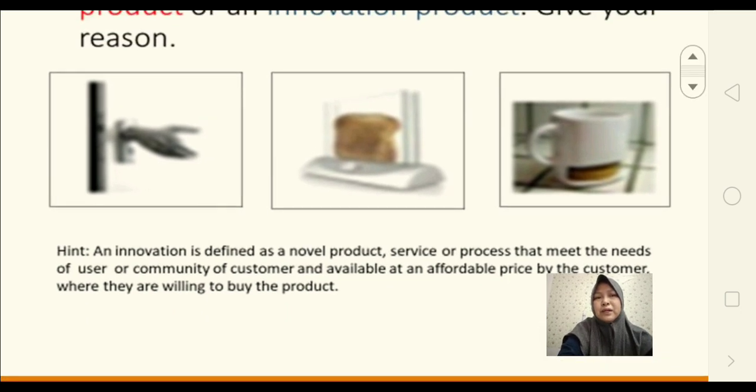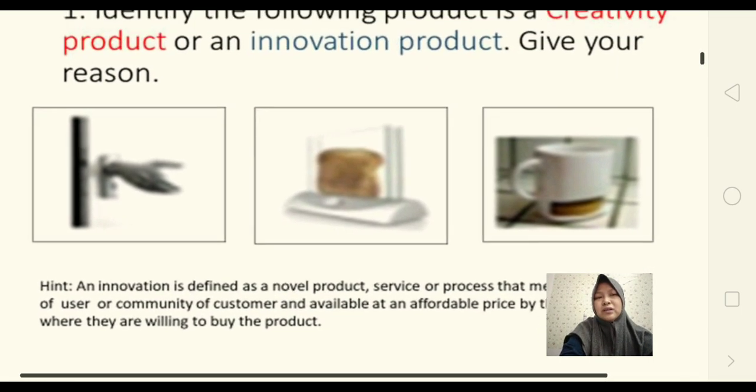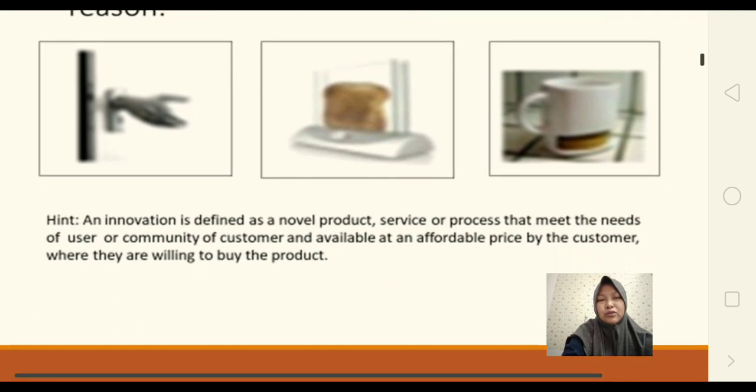So there are 3 pictures given there. The first picture is a door knob with a special design. The second one is a transparent bread toaster, and the third one is a cup with a place where you can put cookies. You have to imagine what the purpose is and how it is being used by the user. I want you to do this exercise. Write it in a Word document and put it in Google Classroom later. All of the objects need to be explained, whether it is a creative product or an innovation product.